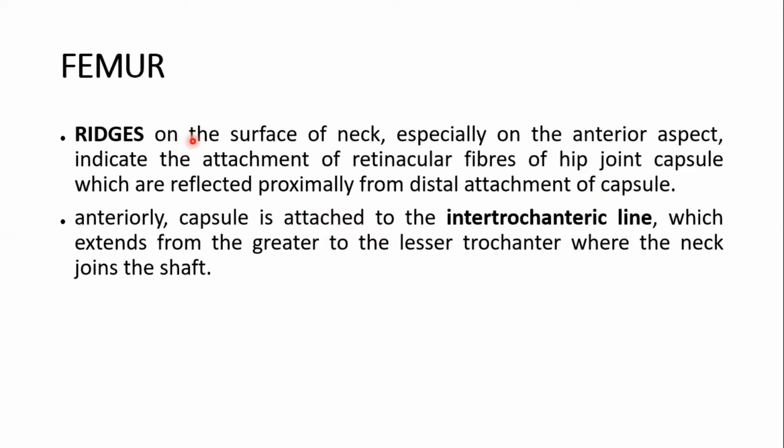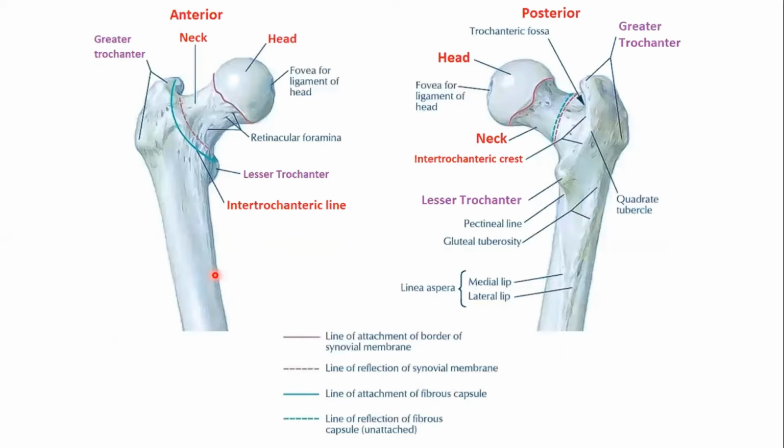Ridges on the surface of the neck, especially on the anterior aspect, indicate the attachment of the retinacular fibers of the hip joint capsule, which are reflected proximally from the distal attachment of the capsule. Anteriorly, the capsule is attached to the intertrochanteric line, which extends from the greater to the lesser trochanter, where the neck joins the shaft. Here it is. These are the retinacular foramina, the ridges, right? Retinacular.